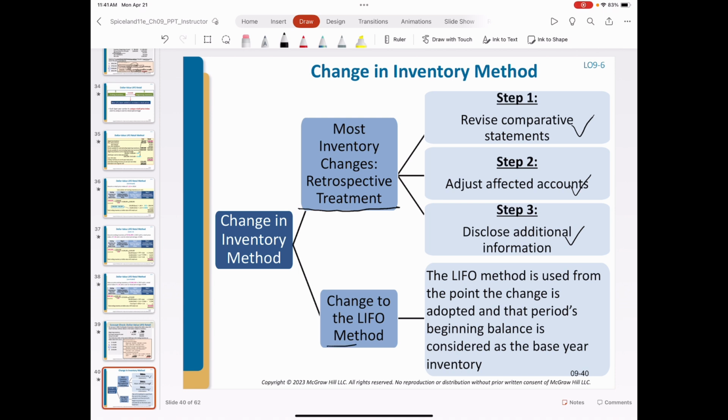But if there's a change to the LIFO method, the company doesn't apply retrospective treatment. Instead, the year when the method is applied will become the base year.